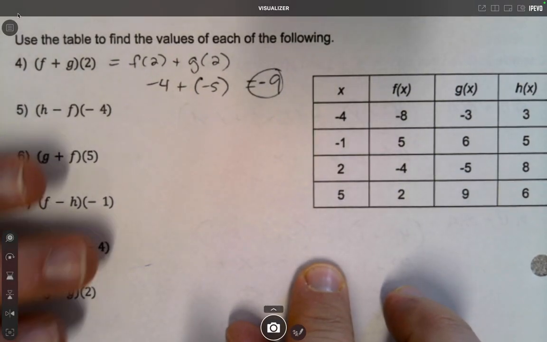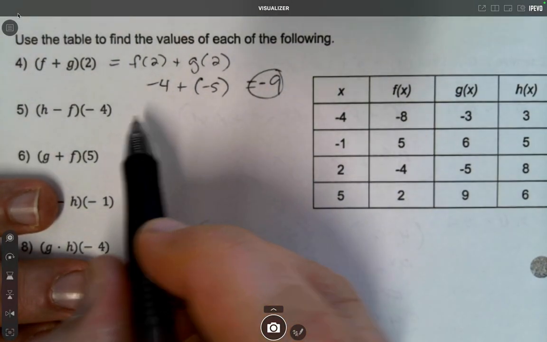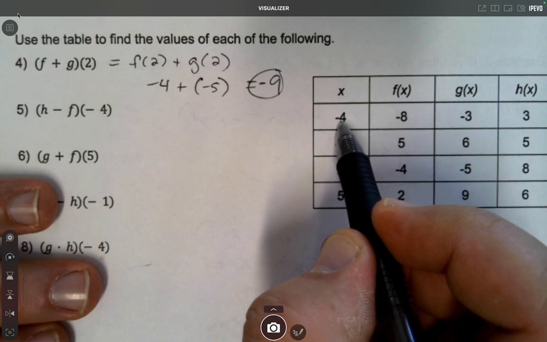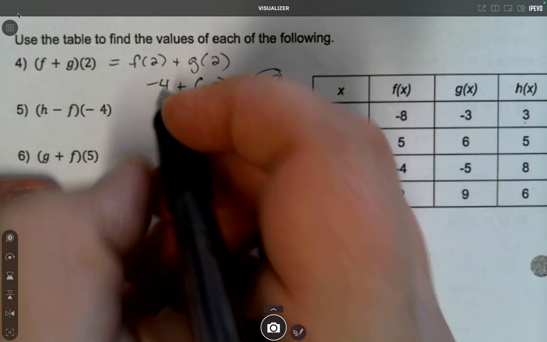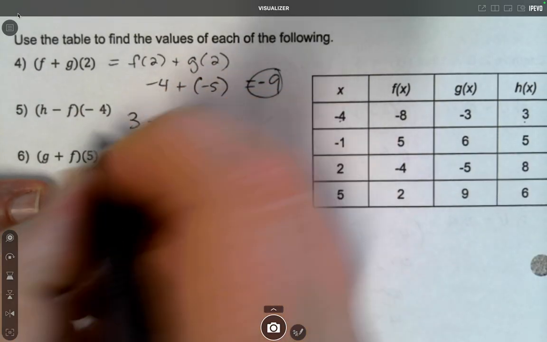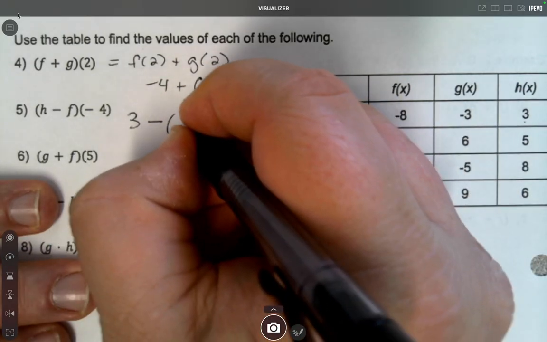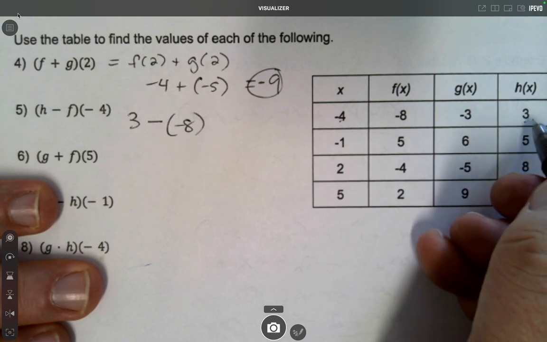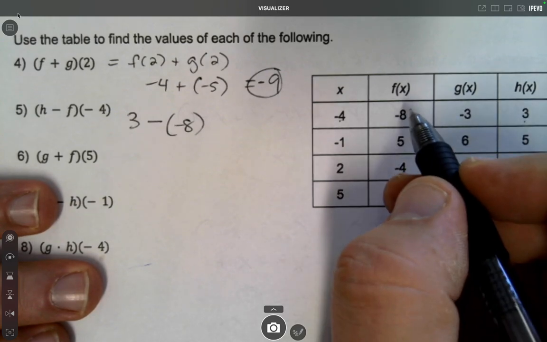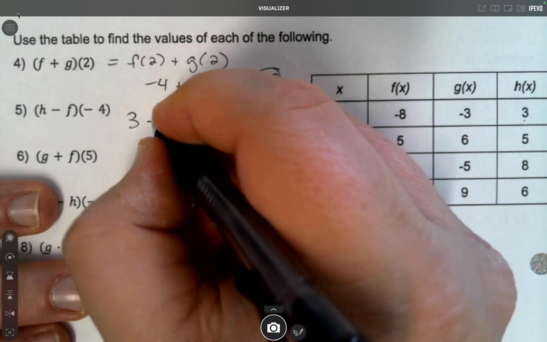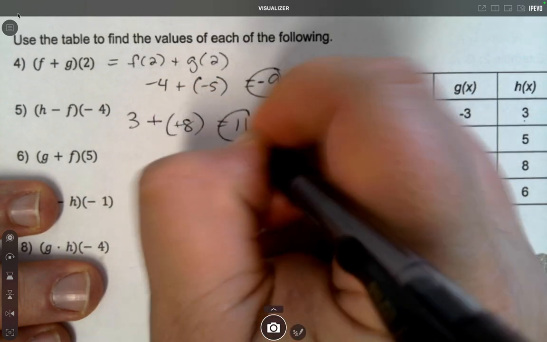For number 5, it's h minus f. So I need to plug negative 4 in for h first. So negative 4 gets plugged in for h, and I get 3, minus plug negative 4 into f. So negative 4 into f is negative 8. So I get a positive 3 minus a negative 8. So it's really plus 8, which gives us 11.